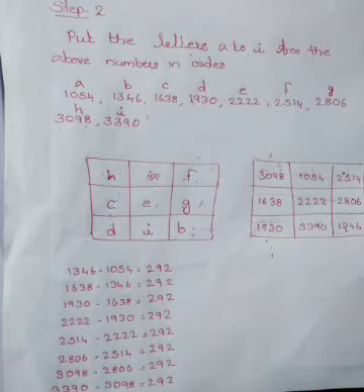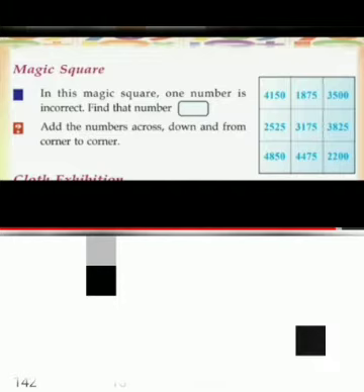This is one of the specialty of a magic square. Okay, let us go to the next problem. This is also related to a magic square. Look here. You can see a magic square here. What is the question here? In this magic square, what number is incorrect? Find that number. One number is incorrect in this magic square.